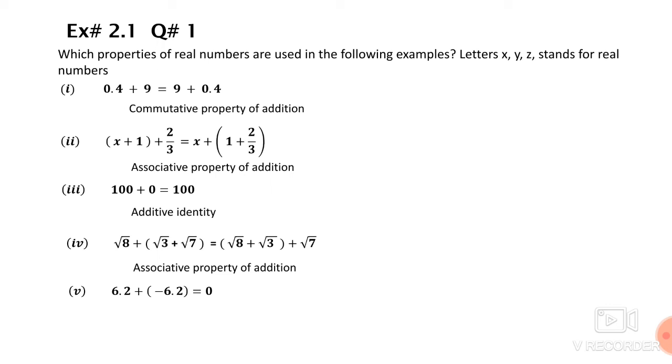Part 5, 6.2 plus minus 6.2 equals 0. This is the additive inverse because we have learned that additive inverses are numbers which, when we add them, we will get 0. So the property which is used here is additive inverse. Part 6, x minus x equals 0. Again, additive inverse because it is actually x plus minus x. Plus minus will become just a single minus and the answer is 0. So this is the additive inverse.